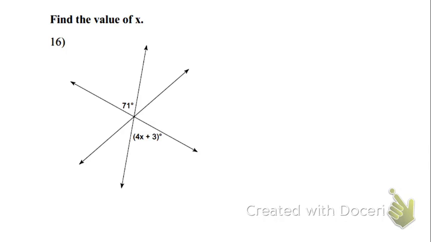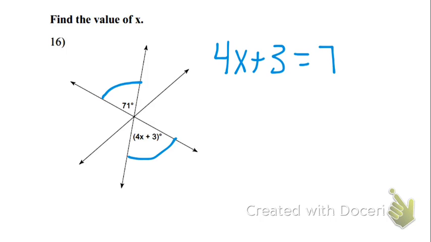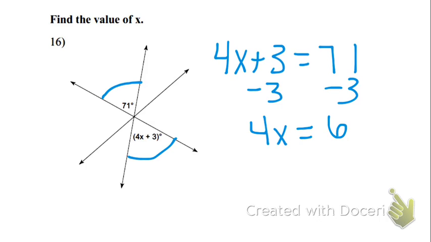So on this one, we want to find the value of x. Well, hopefully you remembered that when these angles are across from each other, they're vertical angles and they're congruent. So all you have to do here is set 4x plus 3 equal to 71 and solve for x. So subtract 3 and divide by 4. And 68 divided by 4 gives you 17.